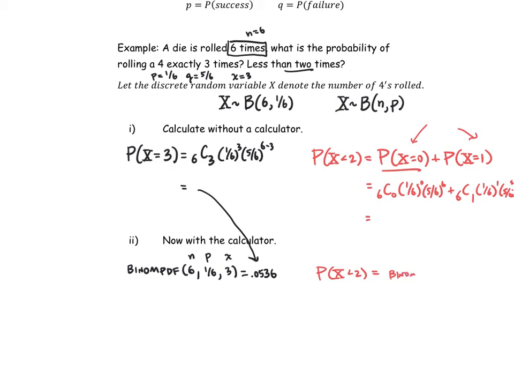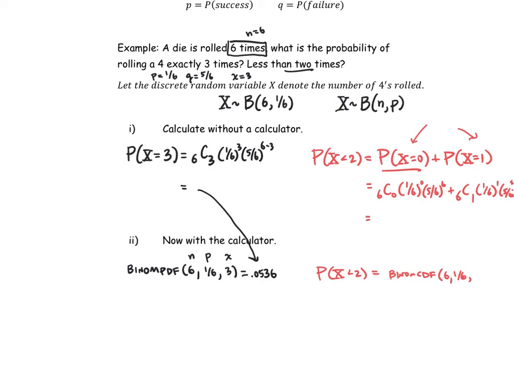I should use the notation right, binomial CDF. And very similarly, press second vars, go to option B, right below PDF, you'll find CDF. Number of trials would be 6. Probability of success would be 1/6. And the X value that I'm going to put in here is the last X value that I want to accumulate up to.